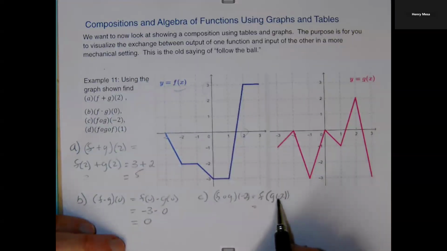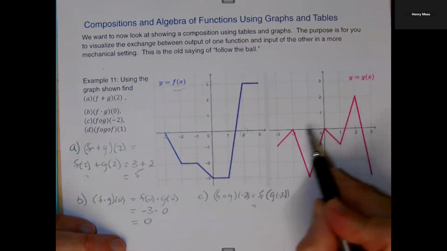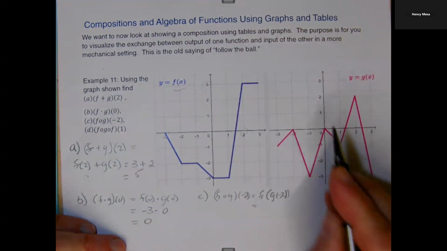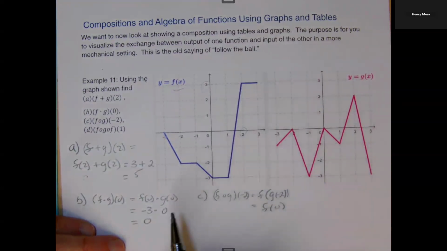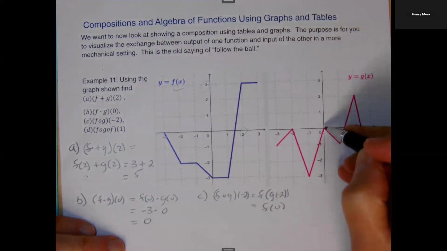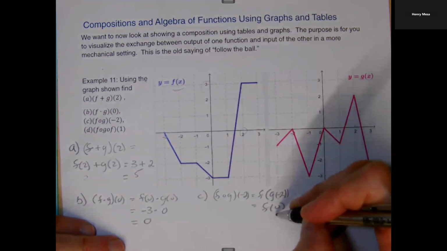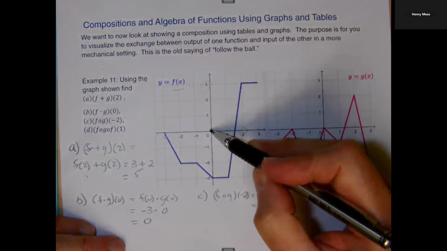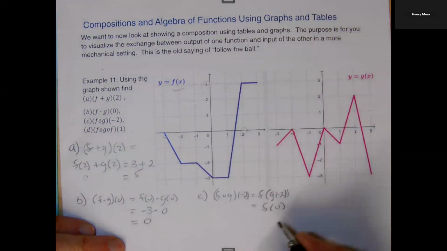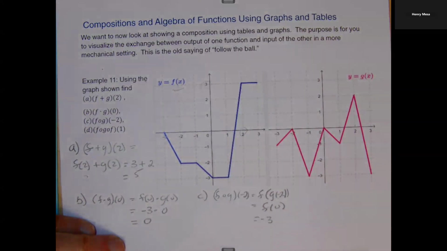So I go to g of -2, find -2 on the x-axis, and I get a 0. So now I'm going f of 0. But unlike this one, I'm not multiplying, I'm composing, so the output is not necessarily 0. It could be, but it doesn't have to be. Now I have to take that output, which was 0, go to f and find it. Here we are, I'm at 0, and I get -3. So the output here is -3. Okay.